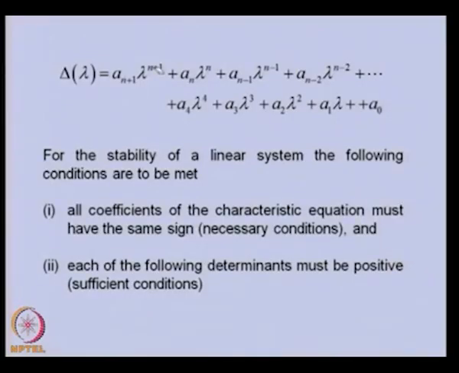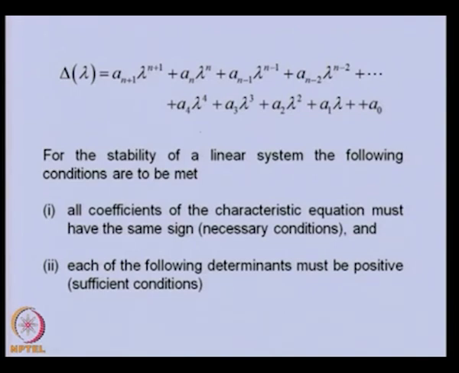Now, I am generalizing this particular polynomial and will try to find out the condition for which the system will be stable. So, this is the general form of the polynomial which we obtain, and this is an n plus 1 degree polynomial. So, for the previous case, we will have n equal to 3.